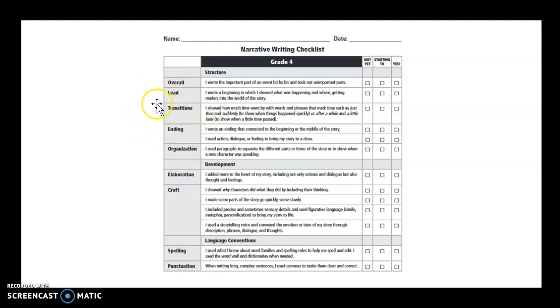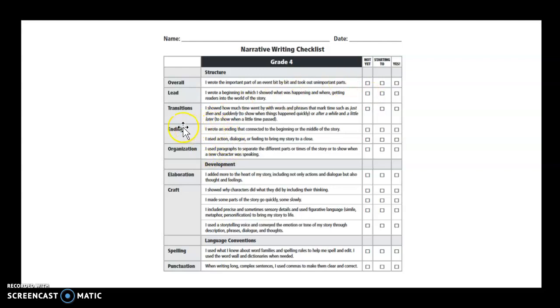Then we have that transition. Guys, transitions are something that you talk about with every single type of writing. We want to make sure that when you went from scene to scene, when you drafted from scene to scene, it all flows together. And did you use those transition words, which it gives you examples right here of what kind of transition words, such as then or suddenly to show, or after a while or a little later. So if you're stuck and you're saying, well, I don't know what transition words to use, this checklist right here has some transition words that you can use. But you want to make sure that there's a flow from scene to scene, from part to part.